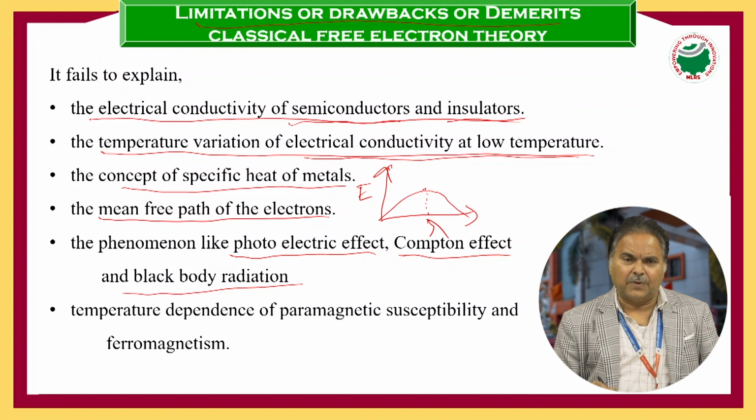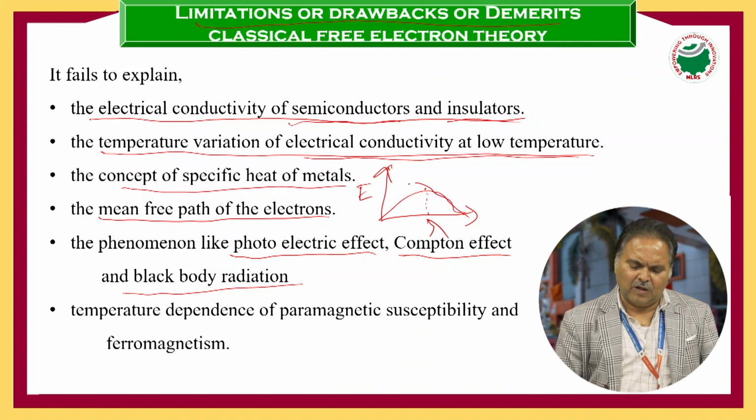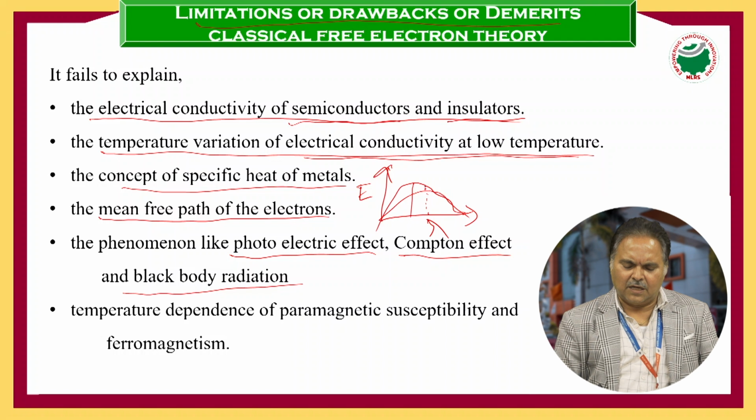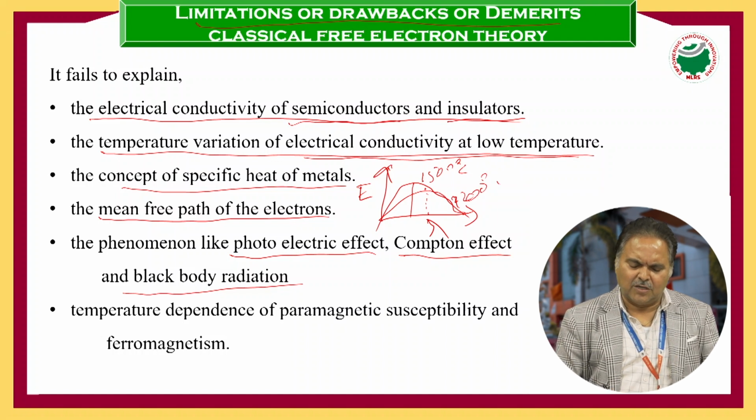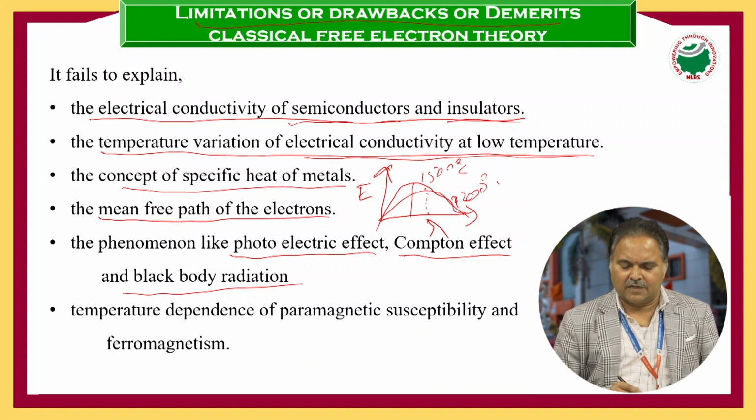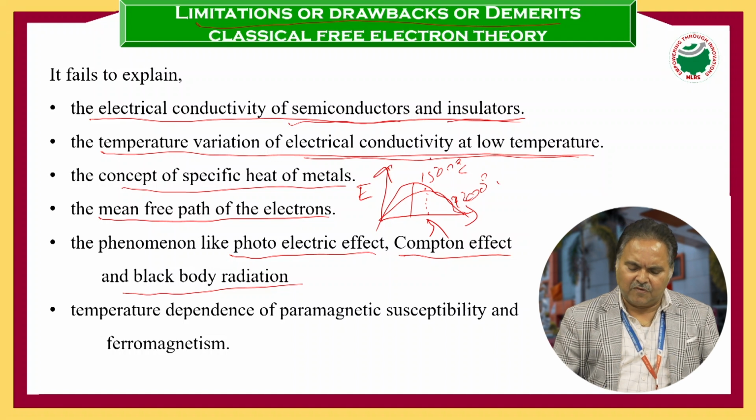So, this maximum temperature is decreased towards lower wavelength side. That is, if it is 1500 degrees centigrade, this one is 1200 degrees centigrade, it will be higher value, 1500 will be lower wavelength side. So that means if you increase the temperature, it will decrease towards lower wavelength side. But what the classical free electron theory will tell is, if the wavelength is decreased, it continuously increases.